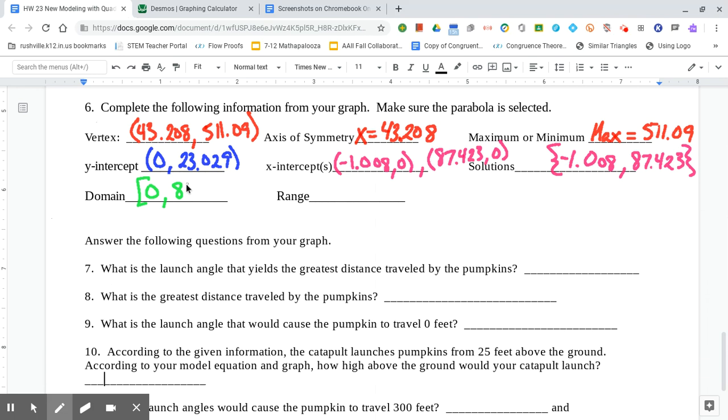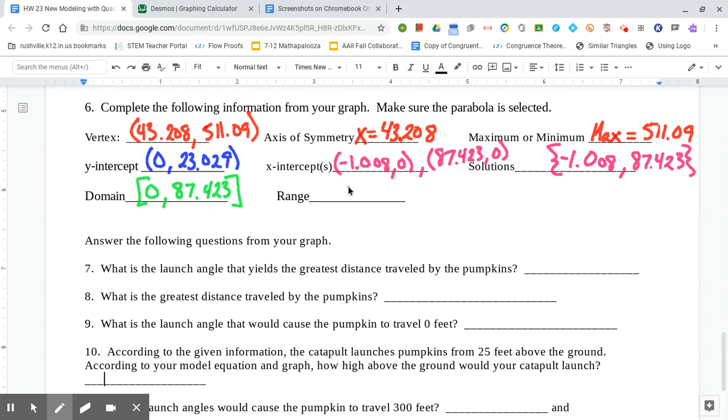The highest x value used in this scenario is 87.423. So within this interval are all possible x values in this particular model. So we're not going to talk about negative angles. We're not going to talk about an angle of infinity. Neither one of those would make sense.